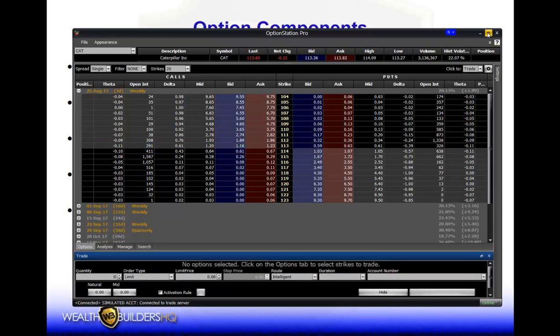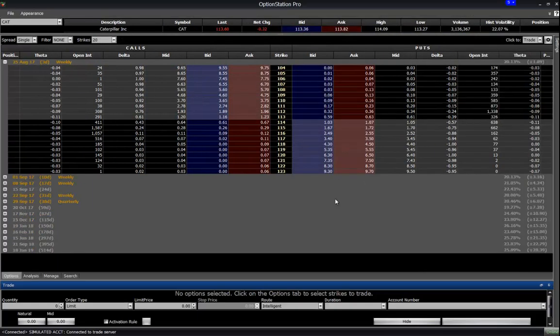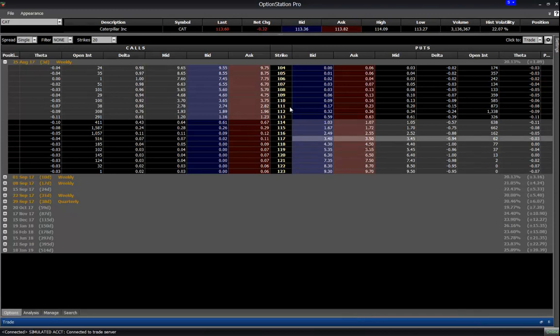And let's go ahead. Let me maximize this on the screen. And let's go here. So when we look at our option chain, the very first thing I want to find is the delta range. And this is an option that expires this week.